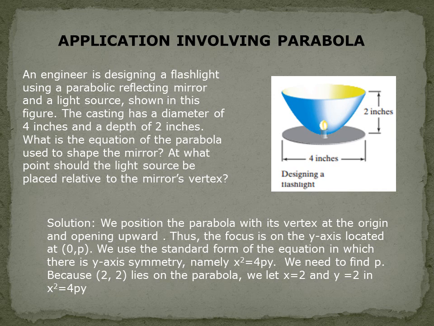So we want to position the parabola with its vertex at the origin and opening upward. The focus is then on the y-axis located at (0, p). We use the standard form of the equation in which there is y-axis symmetry, namely x squared equals 4py. We need to find p, and because (2, 2) lies on the parabola, we let x equals 2 and y equals 2 in x squared equals 4py.